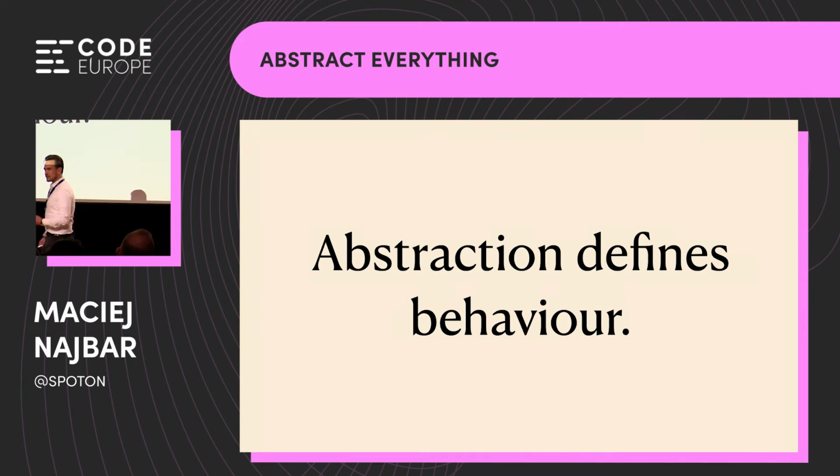So now we know how the context matters. But how does it apply to the abstraction, you might ask? So what is abstraction? The abstraction to me defines behavior. The behavior can be a process. Like we can do some things in a specific order.